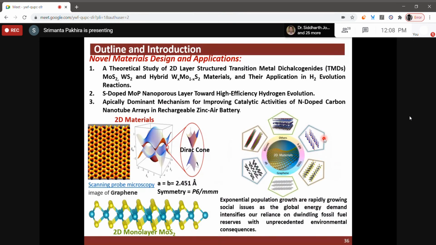In another part of the outline, I also describe how 2D materials can grow. We will also describe the doped monolayer material, which has high efficiency for the hydrogen evolution reaction. We will also show theoretical and experimental studies of transition metal chalcogenides, the MoS2 and WS2 hybrid material, and their application in the hydrogen evolution reaction. We will show how the zinc-air battery works, with the catalytic activity of carbon nanotubes, in the area of rechargeable zinc-air batteries.